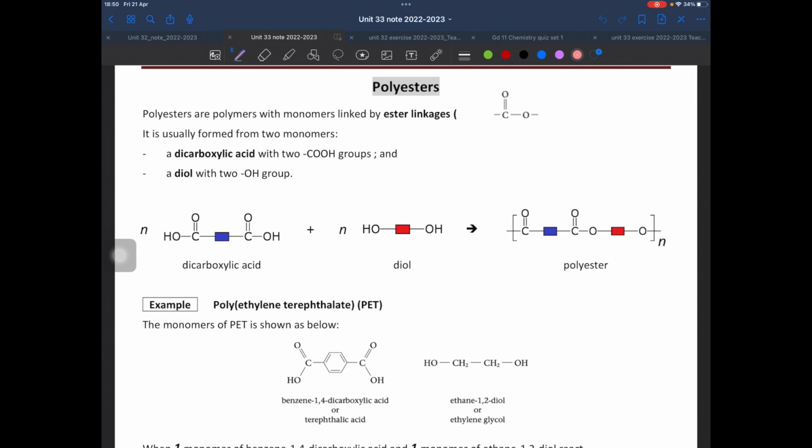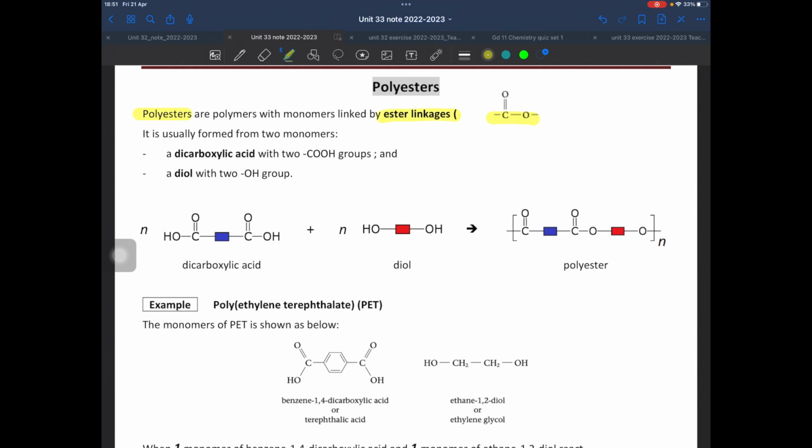This is the final part for Unit 33 about a special type of polymer called polyester. Now, unlike those polymers we have learned before, for example polyethylene and polyvinyl chloride, PVC, polyester is actually composed of ester linkage, that is COO. So you should be familiar with it. And in order to produce such a polymer, we need a special type of monomers.